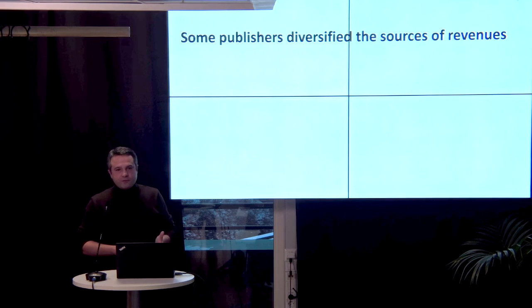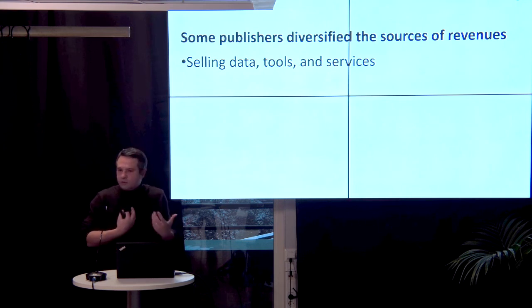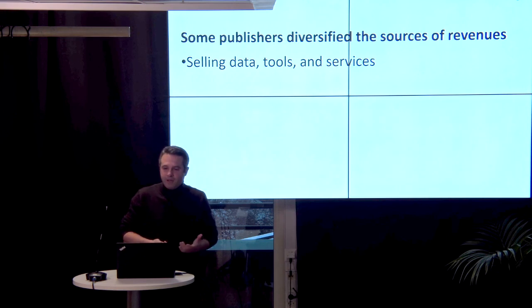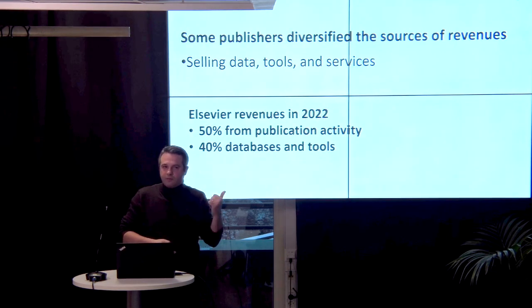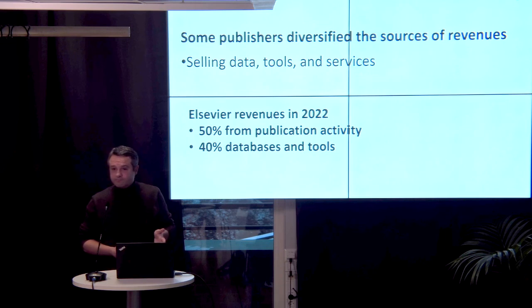Another phenomenon is the diversification of the sources of revenue by selling data, tools, and services. If you know somebody working for the library system in a university, they invest quite a lot of money in these kinds of tools. And we work in these institutions, sometimes without even being aware. To the extent that the revenues of Elsevier in 2022 came 50% from publication, but 40% from databases and tools. So it's already a very important business. Everything is moving extremely quickly in this market.